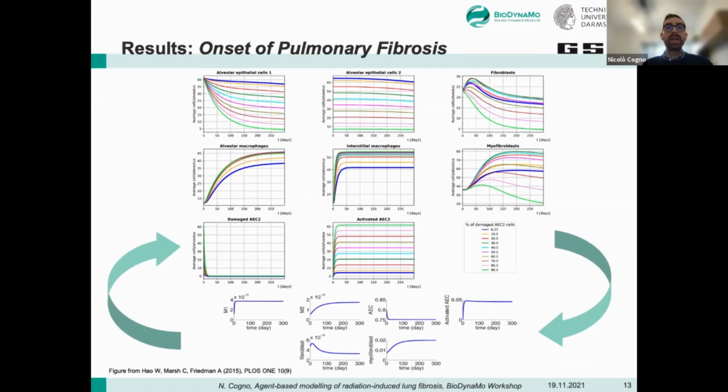Now, at this point, we can introduce some damage, again with the idea of reproducing the results from the IPF mathematical model. In this slide, you can see multiple curves where each color corresponds to a damage level.